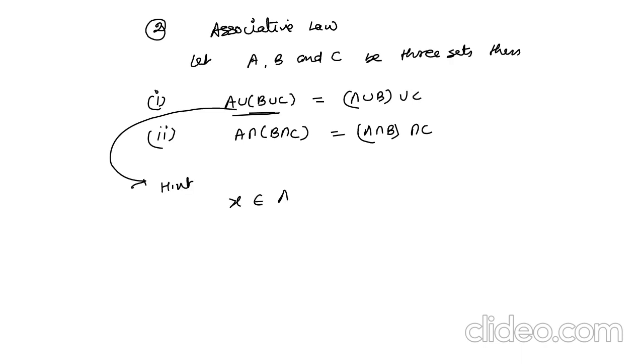You write x be an element of A union (B union C). So in the first step you write x belongs to A union, and in place of union you write or, x belongs to B union C. Next step you write x belongs to A.